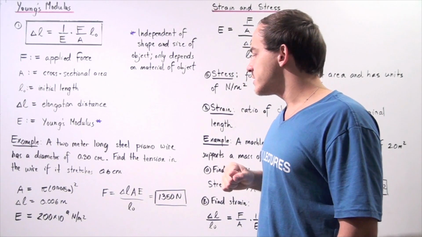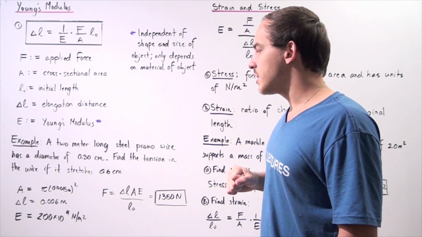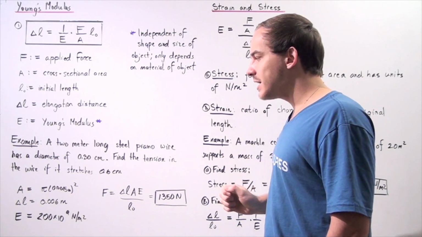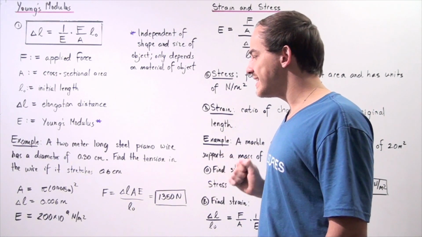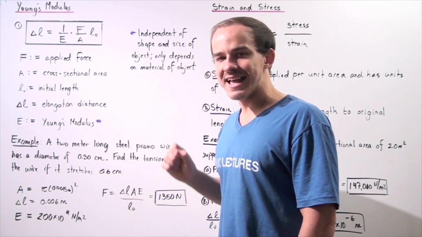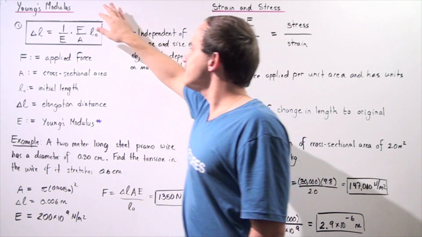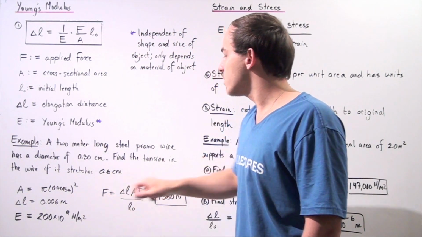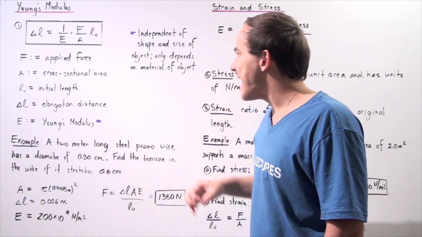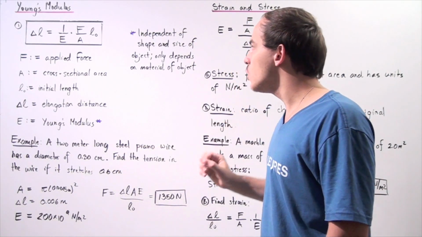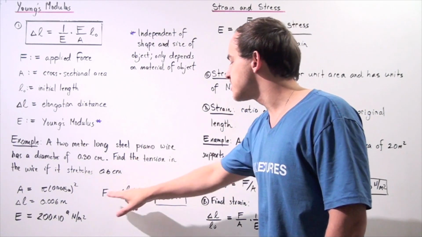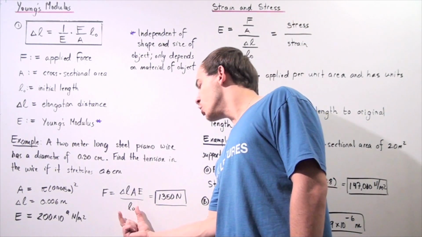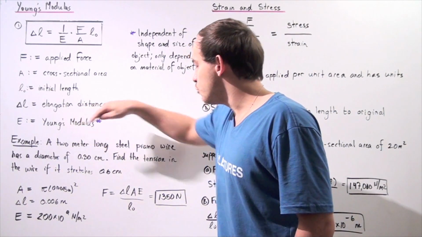A 2-meter long steel piano wire has a diameter of 0.3 centimeters. Find the tension in the wire if that wire stretches a distance of 0.6 centimeters. So we basically want to take this formula and solve for the force. And we see that force is equal to change in L multiplied by A multiplied by E, Young's modulus, divided by the initial length of the object.